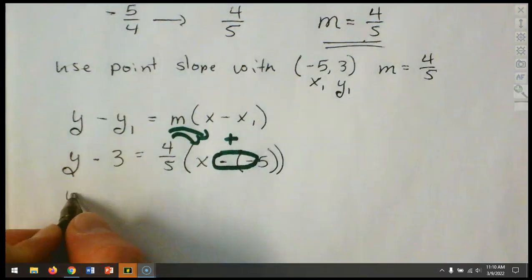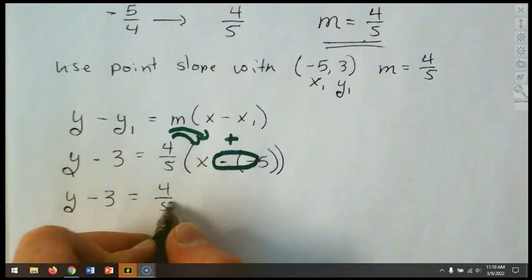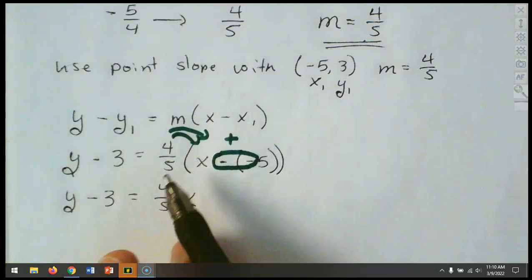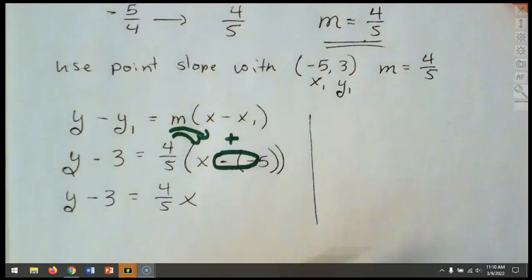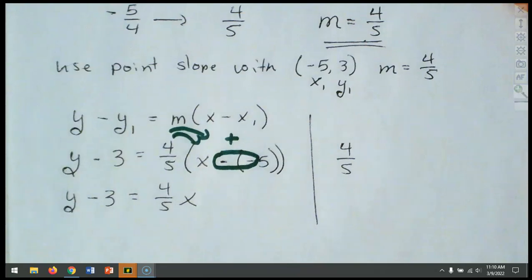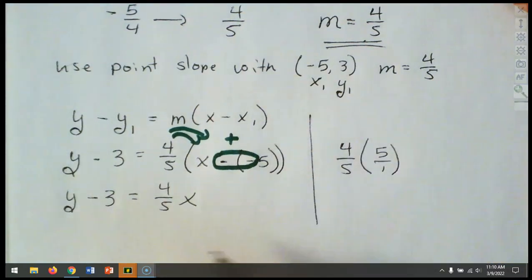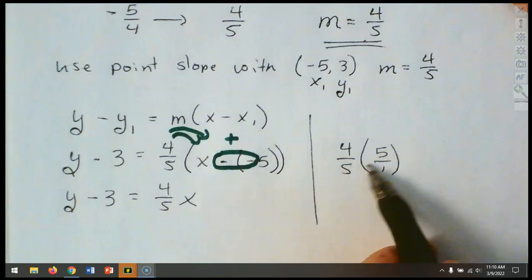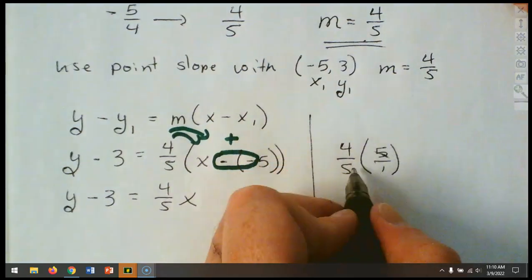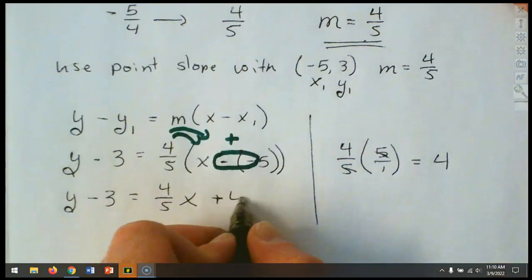And so now we have y minus 3 equals 4/5 x. If you struggle again with the fractions, write them over to the side. So we've got 4/5 times that 5 over 1. Now, what can we do with the 5s? When we multiply, cancel. So that means this piece comes out to just simply be 4.